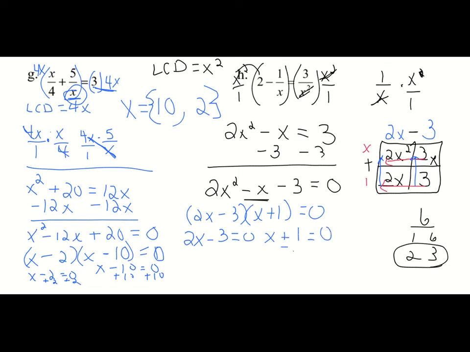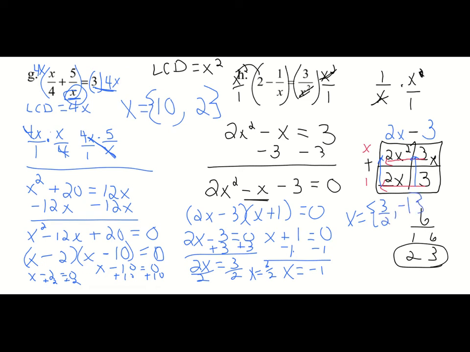So we'll subtract 1. We get x equals negative 1 there. Here we'll add 3. We get 2x equals 3, and then divide by 2. So x equals 3 halves. So we have two solutions. We have 3 halves, and we have negative 1. And because my denominators are x and x squared, when I plug those in, neither of my answers are 0. So both of those will work.